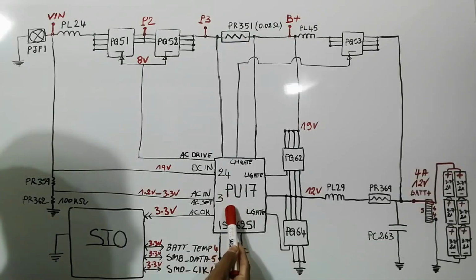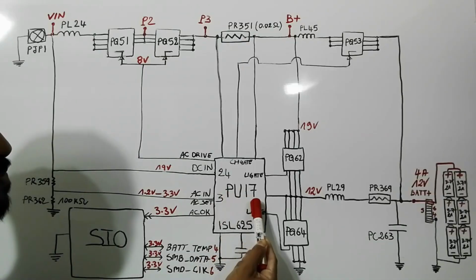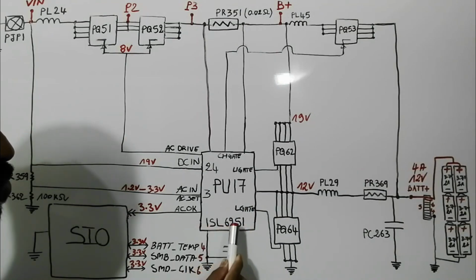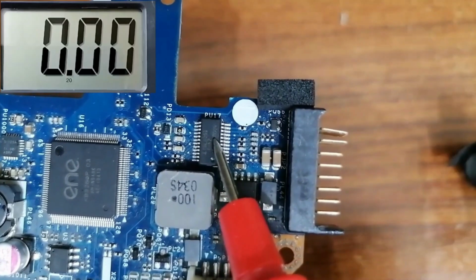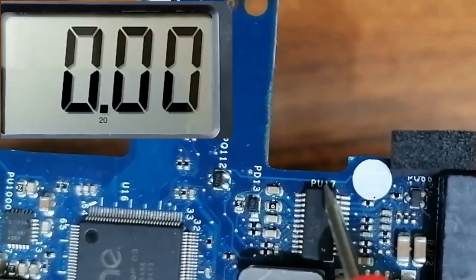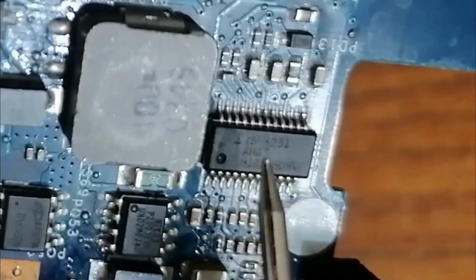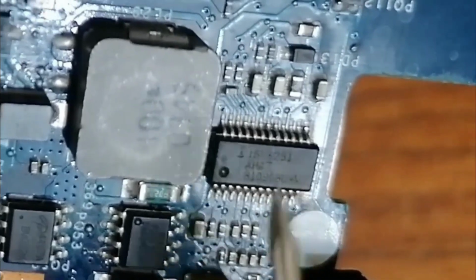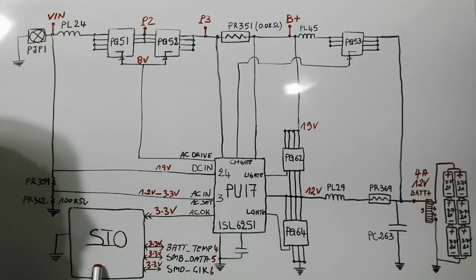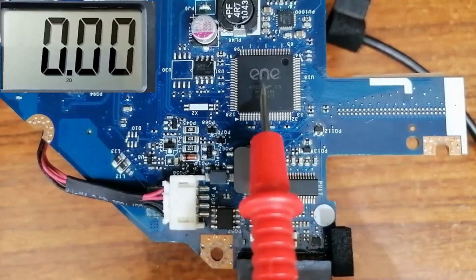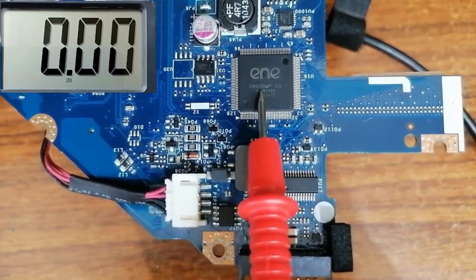Here we have the charge IC, PU17. Its reference is ICL6251. And we have the SIO, or the super IO. This is the circuit that is responsible for the management of the whole power in the motherboard.